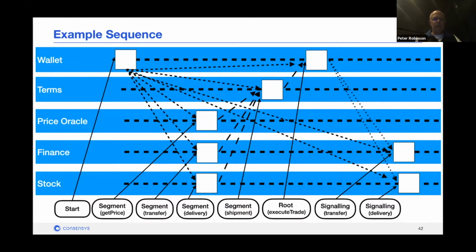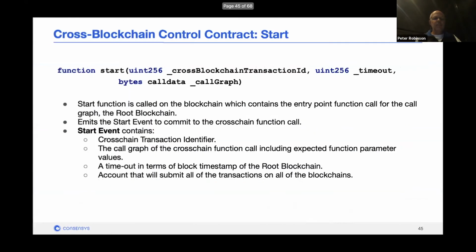I've said that quite quickly, so let's unpack it. For the start function, you pass in a timeout value and the call graph, and the call graph is in a special format so that you can see all of the function calls that are going to happen. The big thing this function does is emit a start event, which is really saying, this is what's going to be executed.